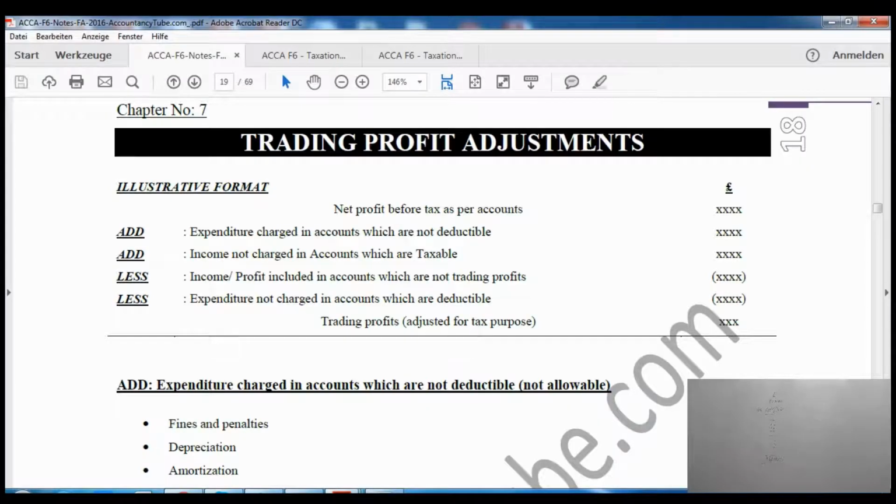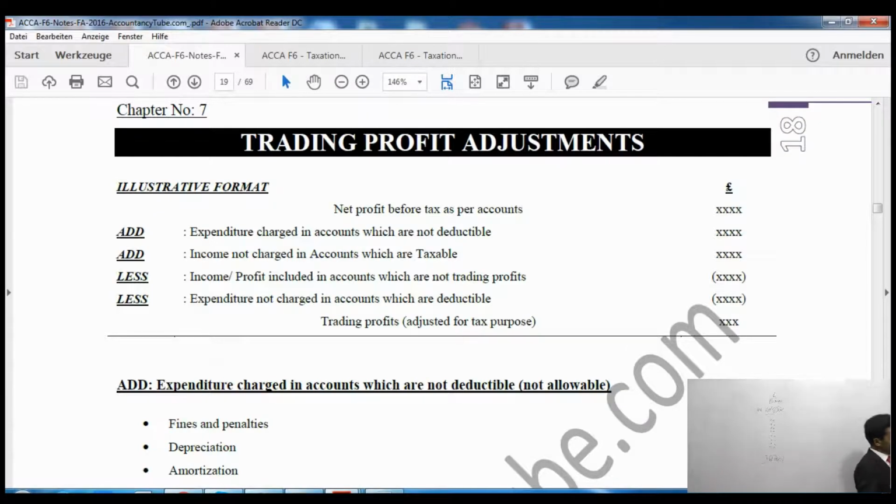All right. I will just share the screen with you, and we will look at the different elements which are part of our trading profit adjustments. Now if you could please come to page number 18 of your lecture notes. As you can see on your screen, that is trading profit adjustments.